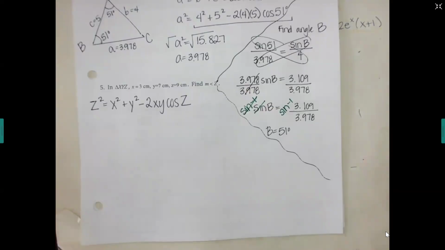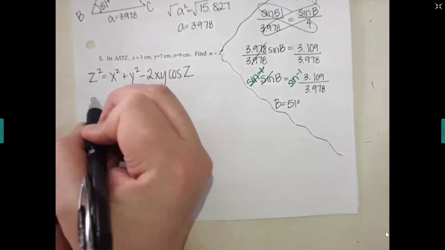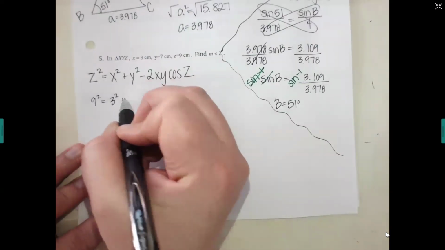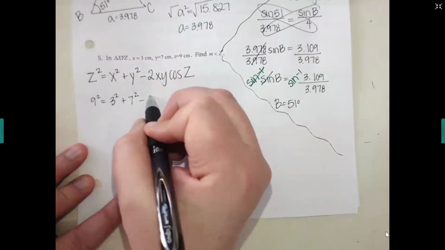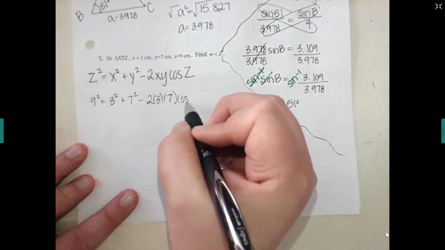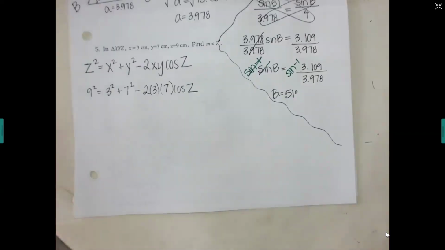Okay, so let's plug our numbers in. So I know my X is a 3, my Y is a 7, my Z is a 9. So let's put 9 squared here. X squared is going to be 3. Y is 7. 2, 3, 7. Cosine Z. And then remember, these two parentheses are always the same numbers that you put here and here.